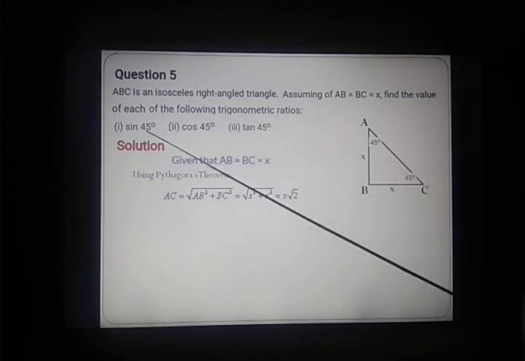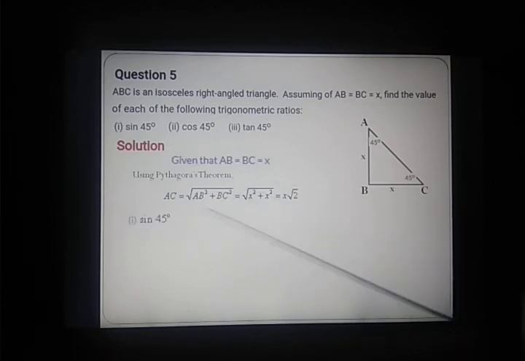Now question 1 says find sine 45 degrees. You can consider this 45 degree angle or this 45 degree angle. Let me consider this angle. If this is my given angle, then the side opposite to this will be my perpendicular. So my AB is perpendicular. Obviously the longest side, or the side opposite to 90 degrees, will be my hypotenuse. So this is my perpendicular, this is my hypotenuse, and the remaining one is my base.